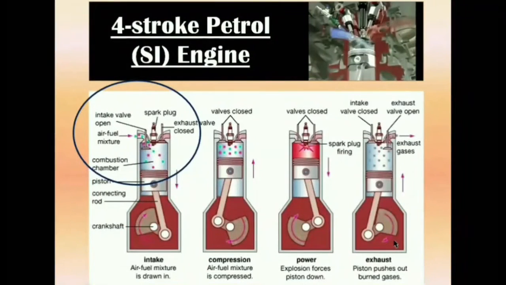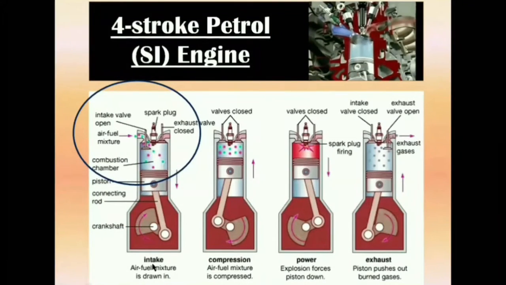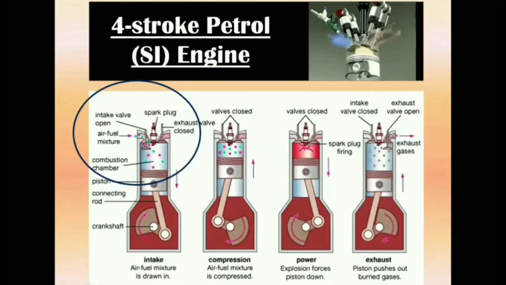So in a four-stroke engine, in the intake stroke or suction stroke, an air plus fuel mixture should be supplied into the engine through the intake valve. This air and fuel mixture is supplied to the engine by using the carburetor. So in a four-stroke SI engine, the carburetor is used to supply the fuel.